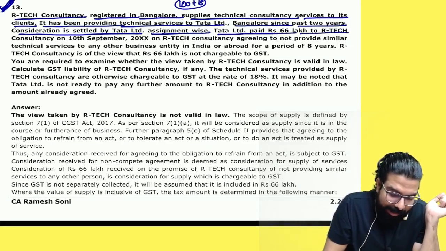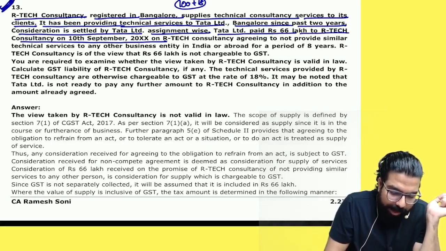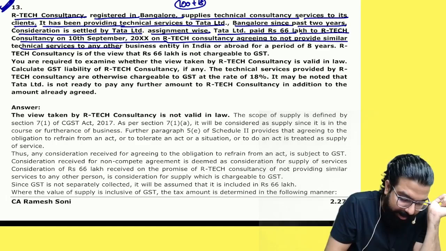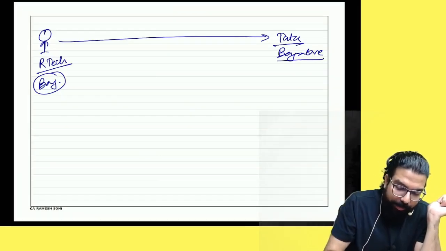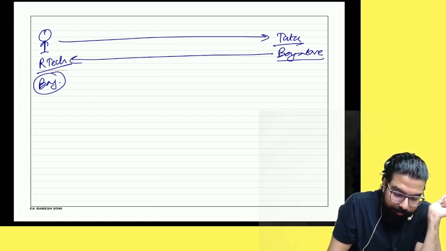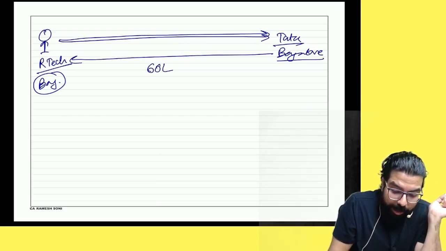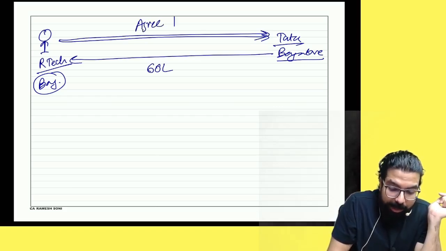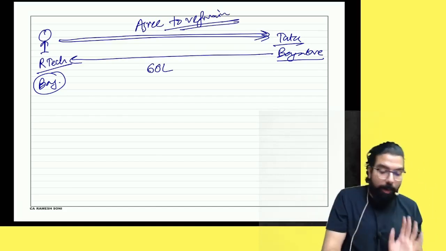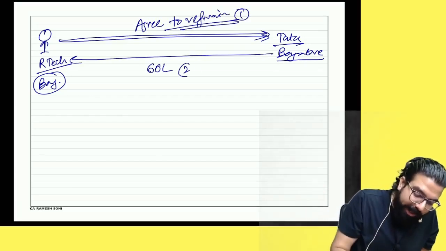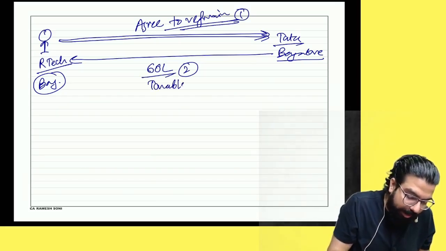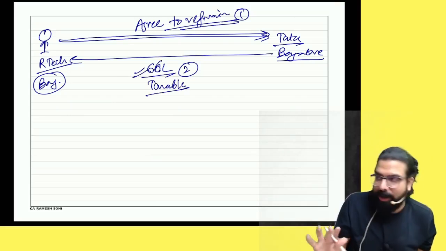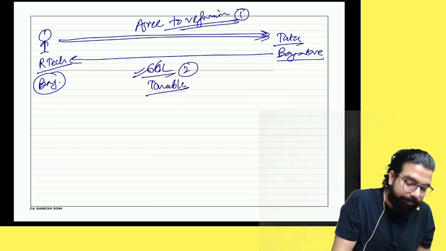Tata paid 66 lakh to Artec on the 10th, on Artec agreeing not to provide similar services to any other business entity in India or abroad. One minute. Tata paid how much? And Artec agreed to refrain, that I will not provide the same service to anyone. Number one, is there an agreement? Number two, is there a consideration? My question is, is this consideration taxable? Okay, so on this amount you will charge GST. Do you guys agree? Next.